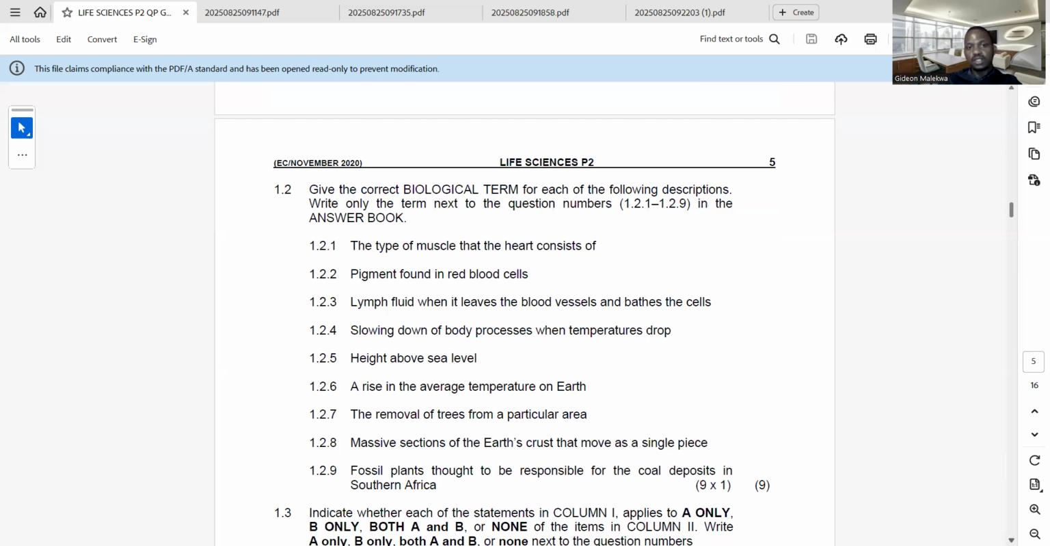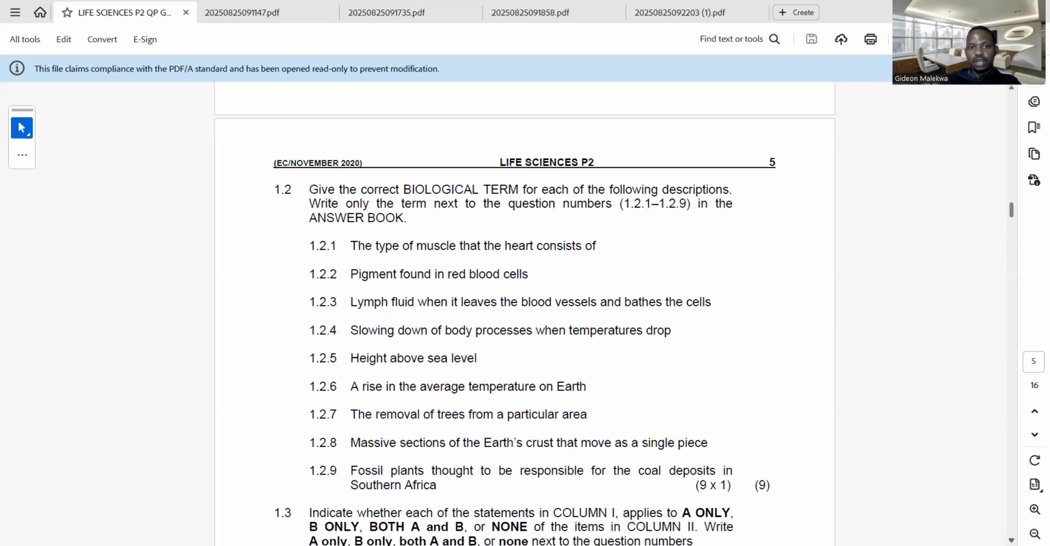1.2.1, the type of muscle that the heart consists of. We know that the muscles that are surrounding the heart are called the cardiac muscles. Remember, it's called the cardiac cycle because it's the heart, but the muscles that are surrounding the heart are called the cardiac muscles. So we write 1.2.1 cardiac muscle. That's how we write it because the question asks us to write the biological term.